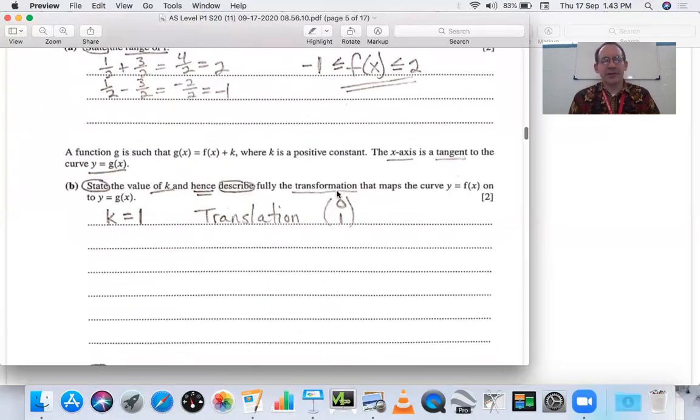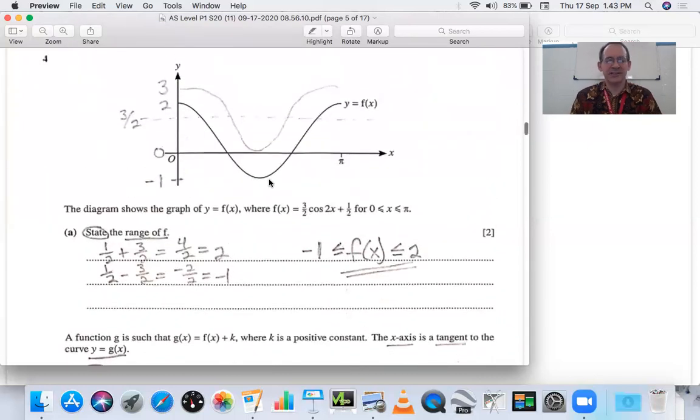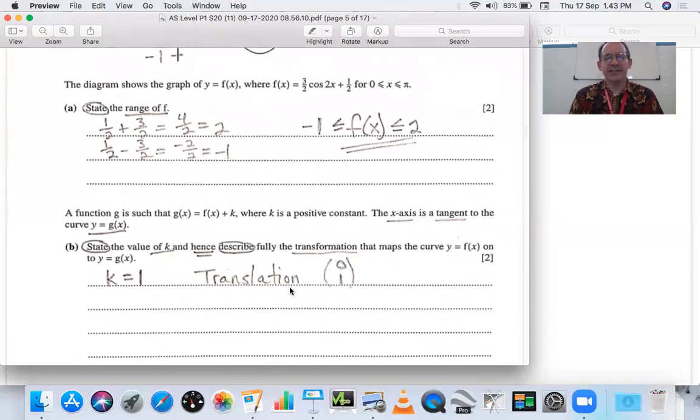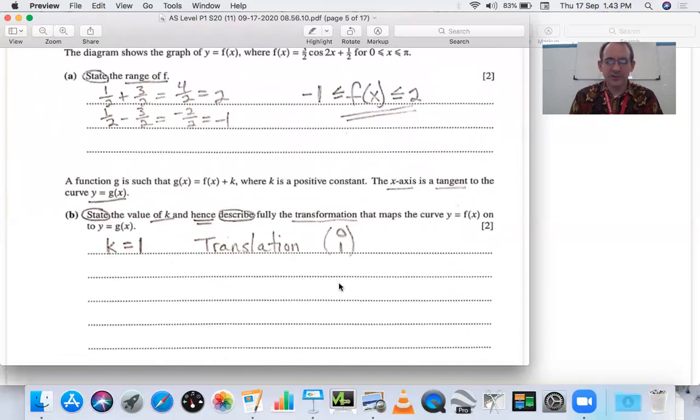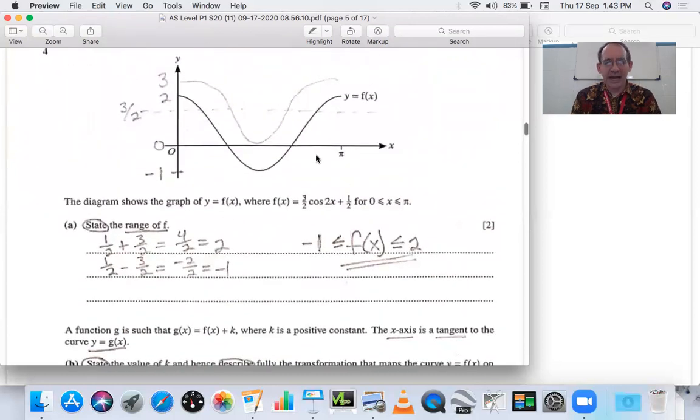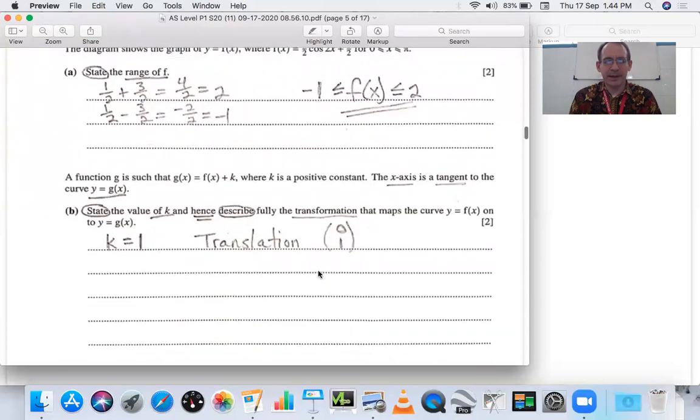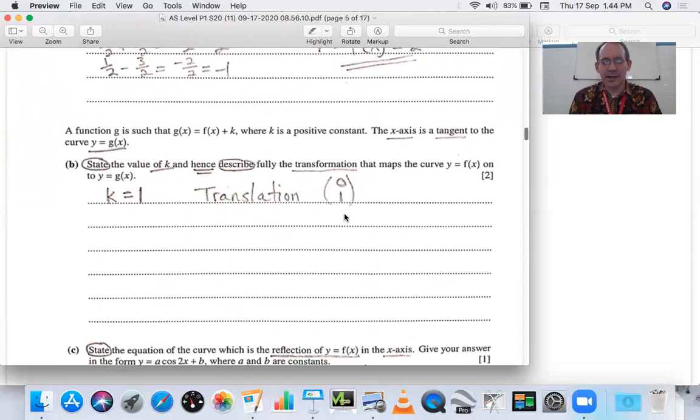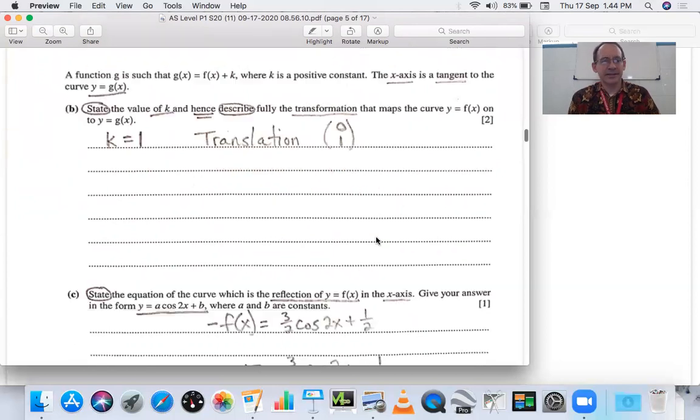Hence, describe fully the transformation. Well, obviously this is a translation, meaning we've simply slid the graph somewhere else on the graph paper. It's not a reflection or anything like that. So it's a translation, and I used a column vector to describe the translation. The top number is the x translation value, the bottom number is the y. So notice it was not moved left or right, it was only moved up by 1. So I used a 0, 1 column vector. You could also state it in words like 0 on the x-axis, 1 on the y-axis, something like that.